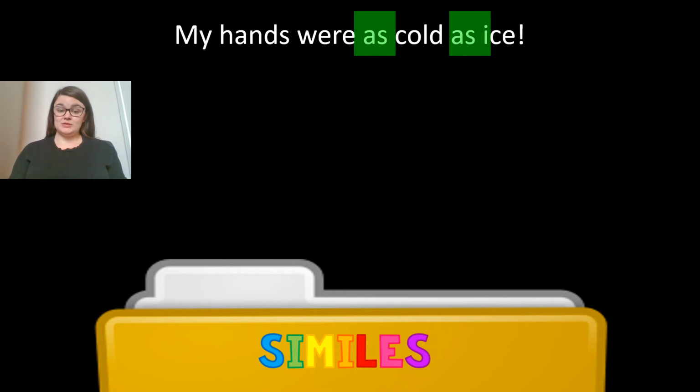My hands were as cold as ice. As is used to compare my hands to ice. They're both very cold. So I know this is a simile because it uses as.